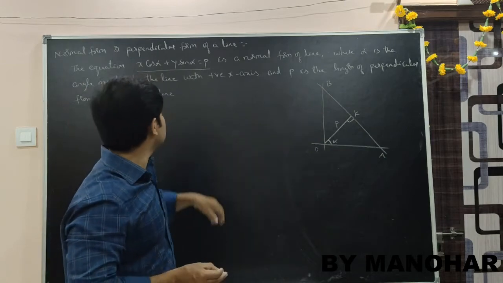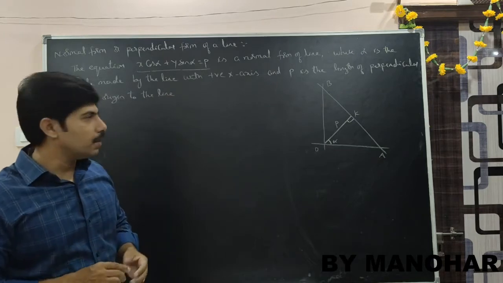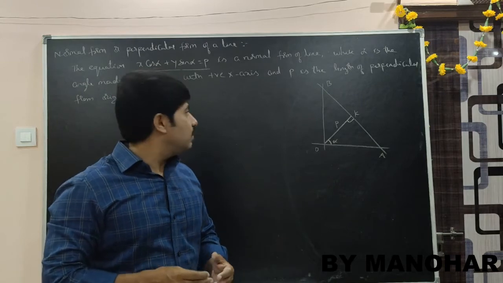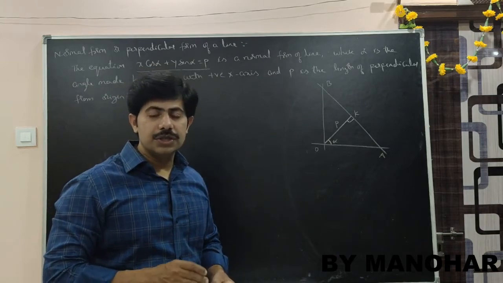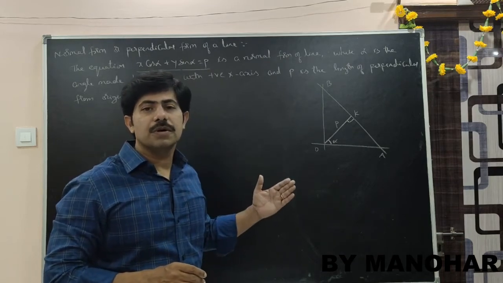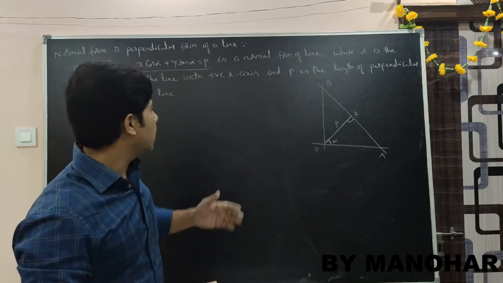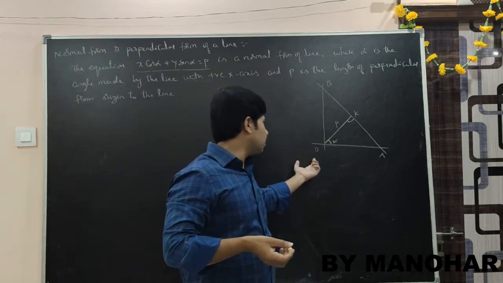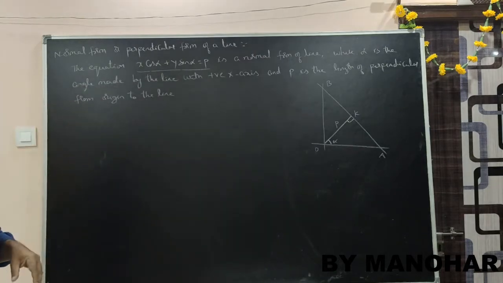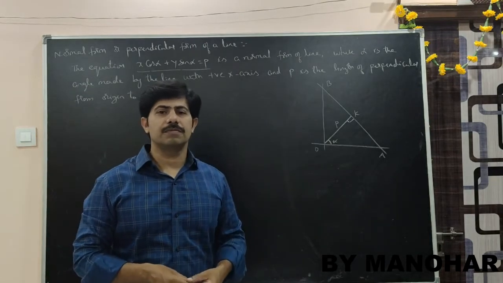So AB is nothing but x cos alpha plus y sin alpha is equal to p. Here p is very important. It is the length of perpendicular drawn from origin to the line. Why is this p always positive? Because it is a length of perpendicular, and length is always positive. Remember, p is always positive. And x cos alpha plus y sin alpha is equal to p is called the normal form of line. Now we'll solve some problems on normal form.